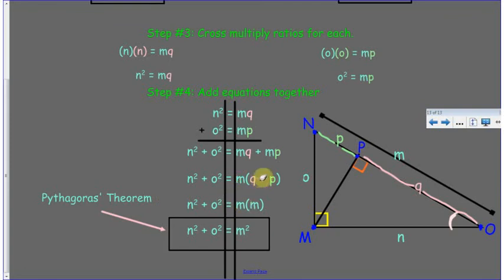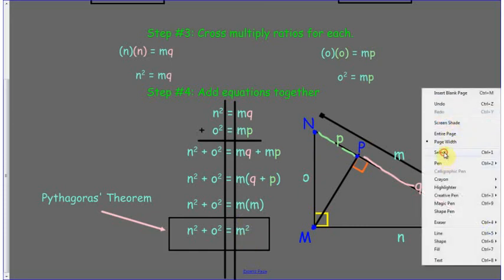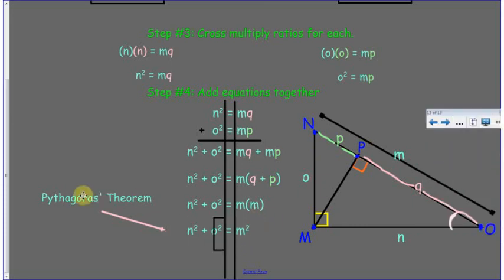So we have M times M, and then we can just simplify M times M as M squared. And you have just proved this nifty relationship called Pythagorean theorem. N squared plus O squared equals M squared.